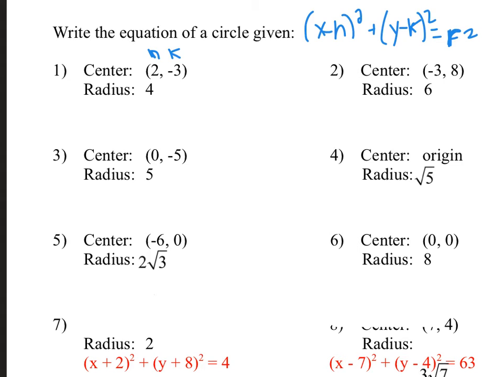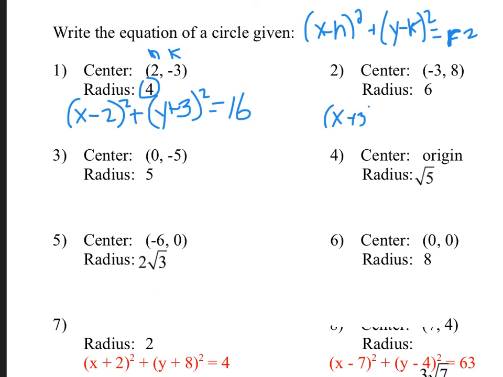All right, so then it is x, change the sign, minus 2 squared, plus y, change the sign, 3 squared, equals 4 squared. Or you could just write 16. When it's easy like that, you can just write the equation. All right, so take a second. You may want to pause it here and see if you can figure these next 5 out. Or just watch me and just do the classwork tomorrow.